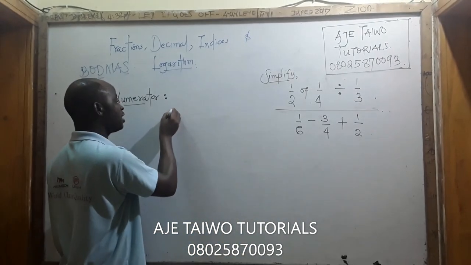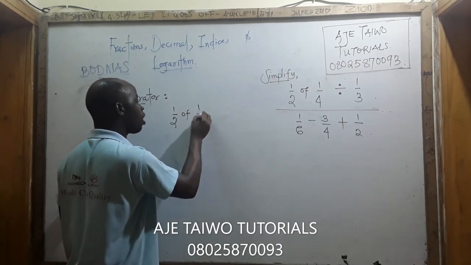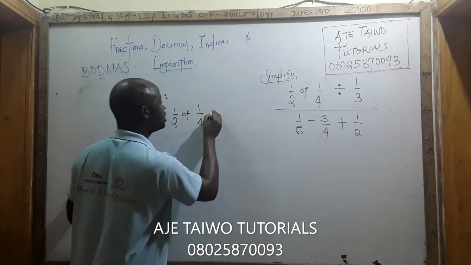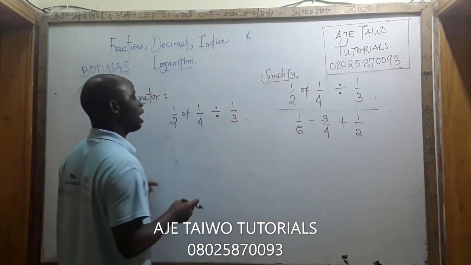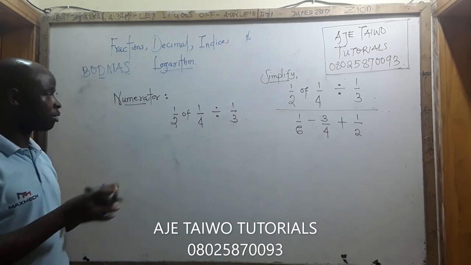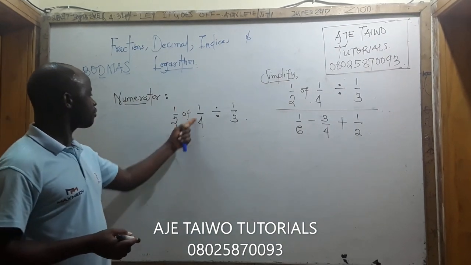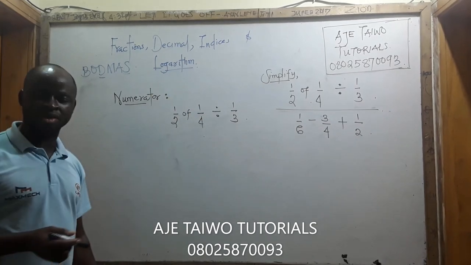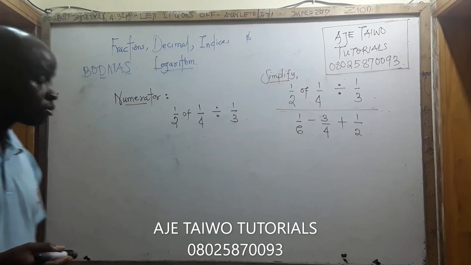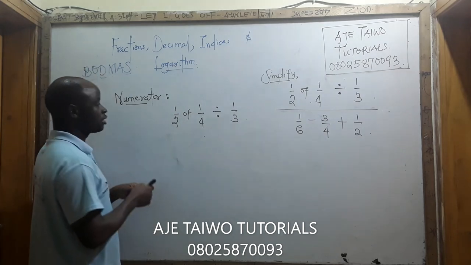Numerator. It says 1 over 2 of 1 over 4 divided by 1 over 3. I want to first do the numerator. Which of 'of' and division will you do first? I want a response from you. Of first. God bless you. I'll do 'of' first. Thank you.